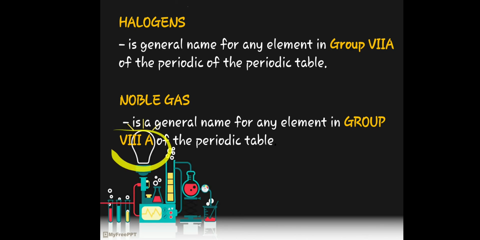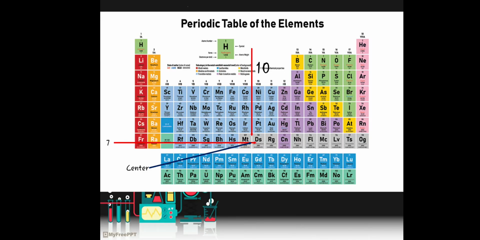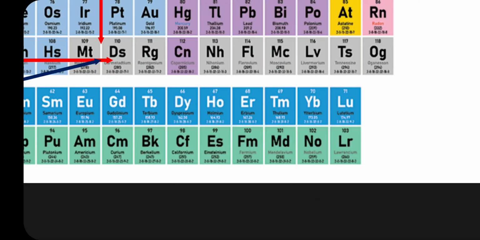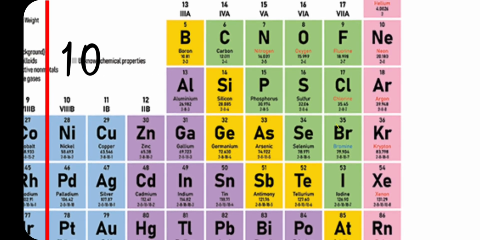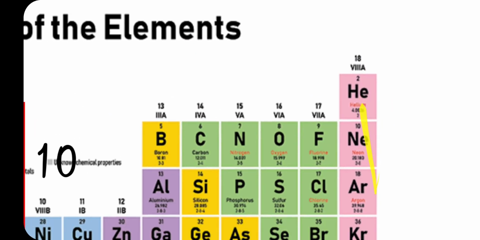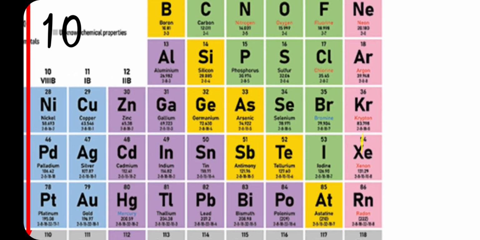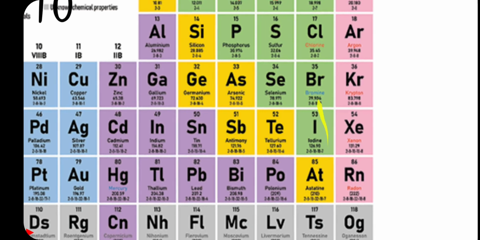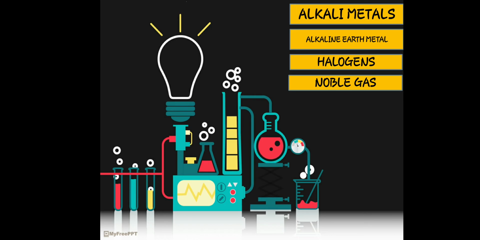Okay, always remember that one. Ito, 18A, so that is the group of noble gases. As I've said, this line, the 17A, with the numbering kanina, this one is the halogen. And this one, pababa na ito, is the noble gases. The pink one is the noble gases, and this one is the halogen. So, always remember that one, guys.